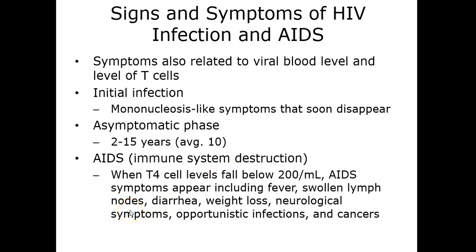So symptoms, as we mentioned, are related to the amount of virus in the blood as well as your T cell level. Your initial infection is going to kind of resemble mono, this kind of weakness, always appearing tired. There's then some type of an asymptomatic phase. It can range between 2 and 15 years, followed by AIDS, which is where the immune system has now been destroyed. Your T4 cell levels have fallen, and you now get a series of opportunistic infections or cancers that can arise.